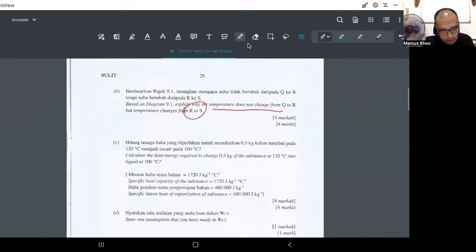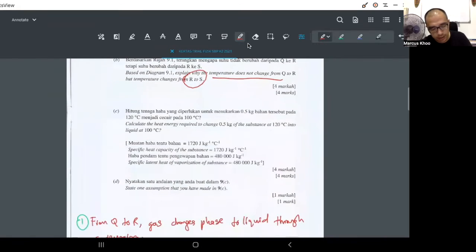Okay, question C. Calculate the heat energy required to change 0.5 kg substance at 120 degrees Celsius to liquid at 100 degrees Celsius. Now, if you notice here, they give you two values, which tells you that you need to calculate two things, and you probably will have to add them together.